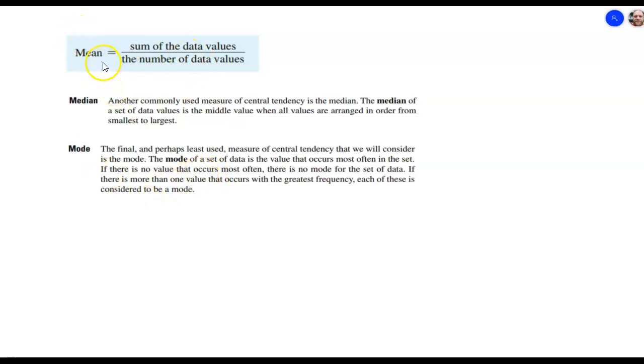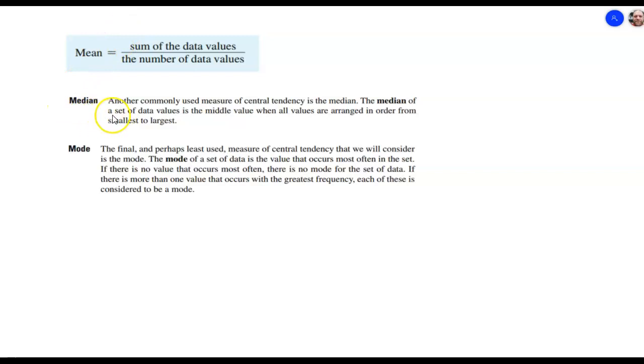What these are. So the mean, you probably heard that before. Another word for that is the average. This is one way that we can find a number in the middle of a group of data. In order to find the mean, we take all of the values in the data, we add them together, and then we divide by the number of values. That'll give us the average value or the mean value.